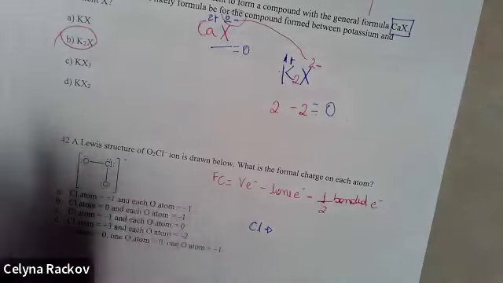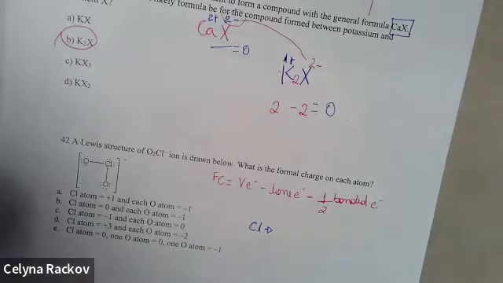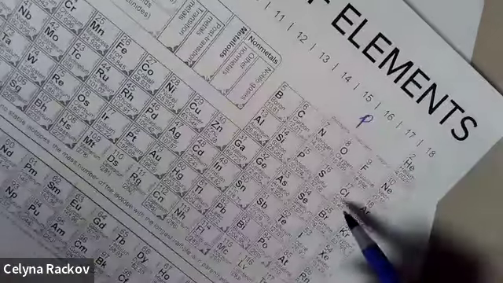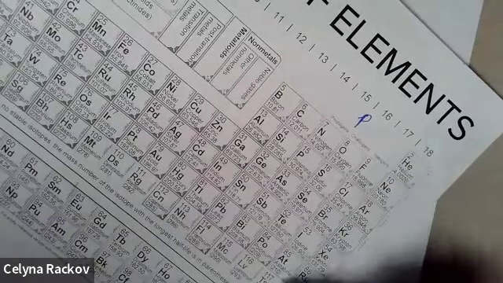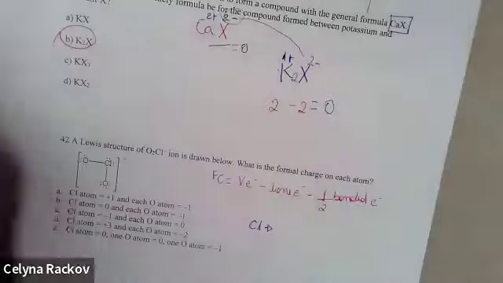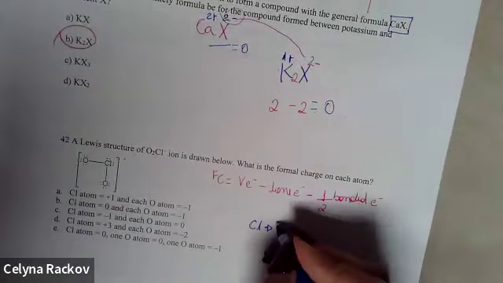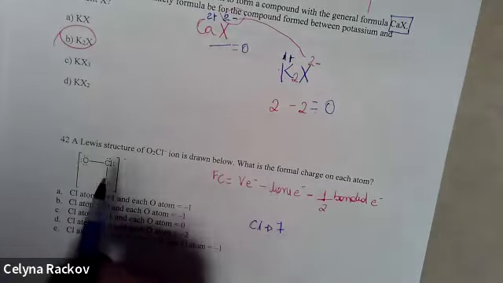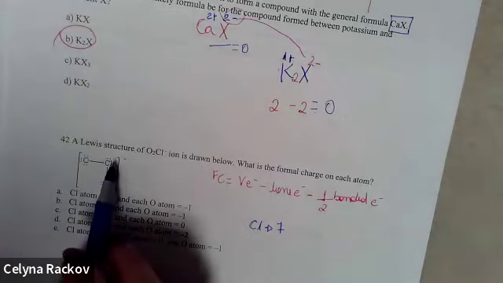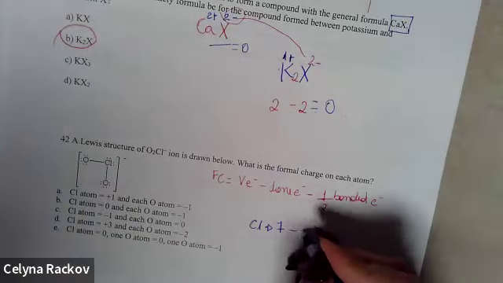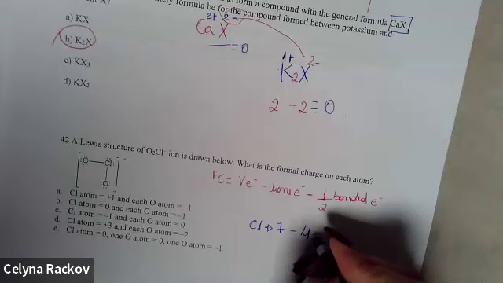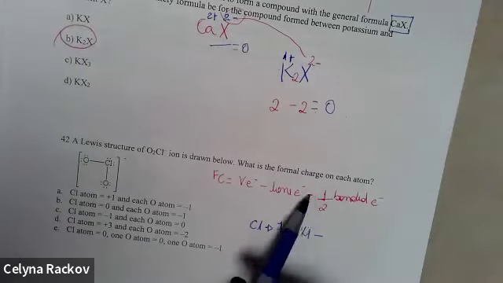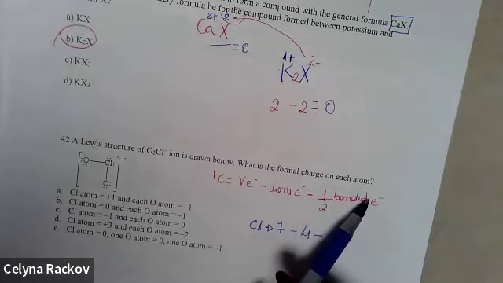How many valence electrons do we have for chlorine? Chlorine here, group 7, family 7A, so 7 valence electrons. How many lone electrons here? 1, 2, 3, 4. So 7 minus 4, minus half of the bonded electrons.